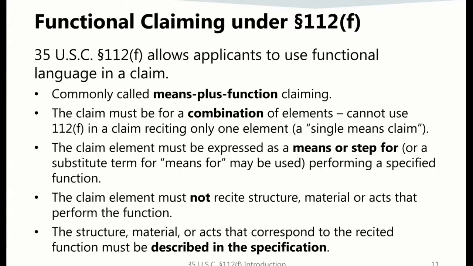They must be written as a combination of elements, meaning that the applicant should not present what would be a single element or a single means plus function limitation. The claimed element must be expressed as a means or other non-structural term or step to perform a specific function. The claim must not recite sufficient structure, material, or acts that would accomplish that same function. The final important requirement is that the specification must describe the structure, material, or acts that provide the corresponding recited function.